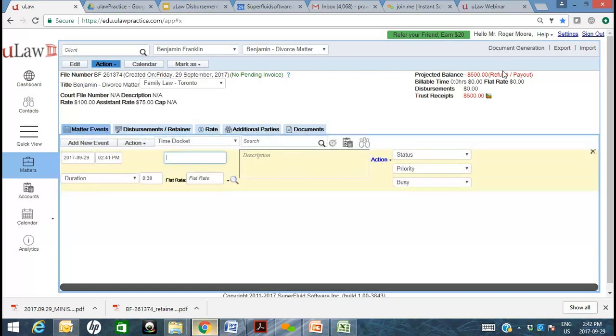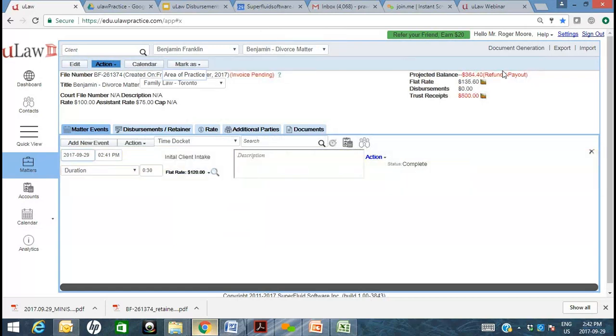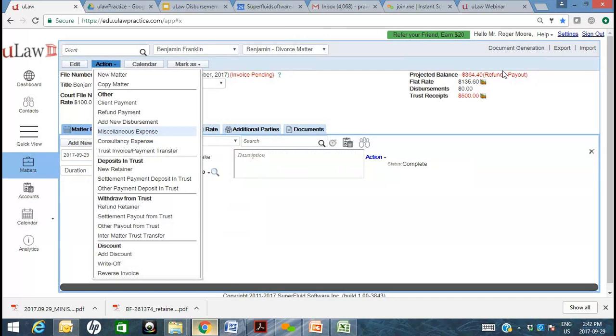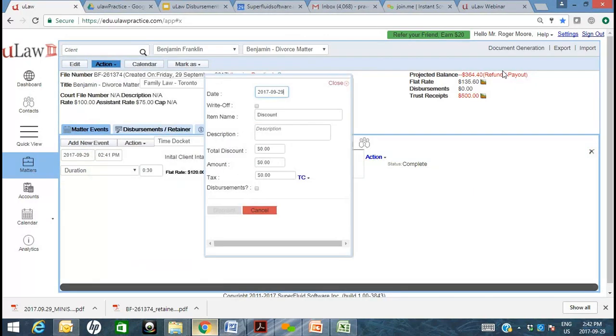Okay, so just to answer that discount question, I'm going to say initial client intake. Let's say I charge $120. We have the opportunity to add a discount. So let's say that you don't want to charge them the $120. You basically just want to provide a discount of $20. You can add that. And again, if this is related to a disbursement, you can check that off as well.